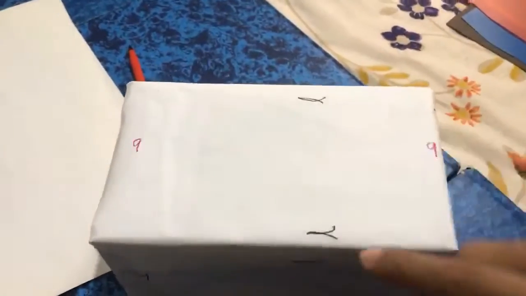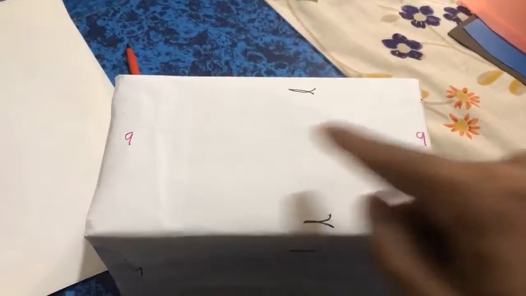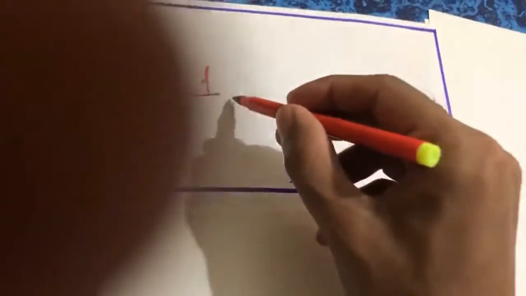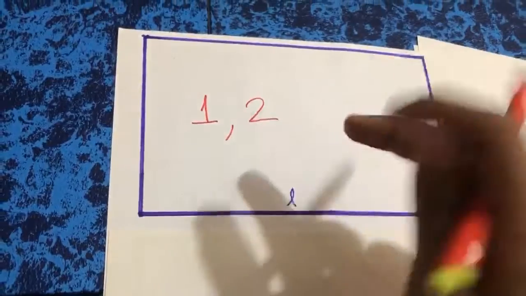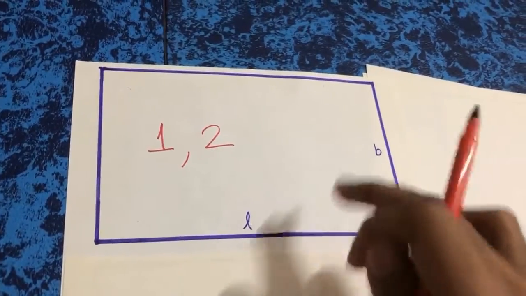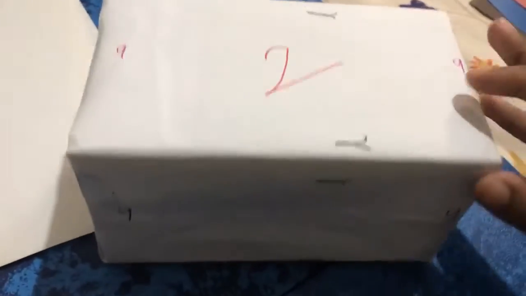Then if you look carefully, this face 1 is the same here also. That is the directly opposite face, because here also it is L into B. Do you see that? So this side I'll call face 2. So 1 and 2 both have the dimensions L and B, area L into B. Okay, then what all do we have?